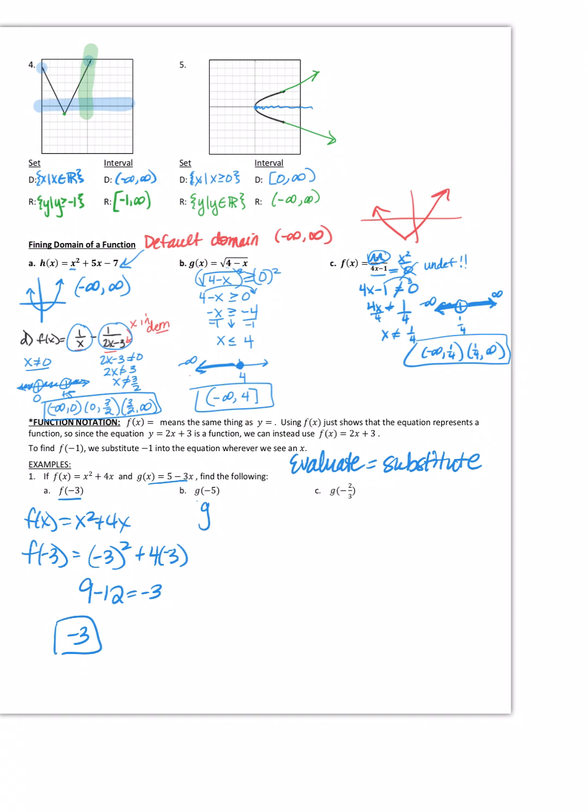G of negative 5. So I'm going to use the G equation. So I'm going to say 5 minus 3 times negative 5. So that's 5 plus 15, which gives me a nice pretty 20.